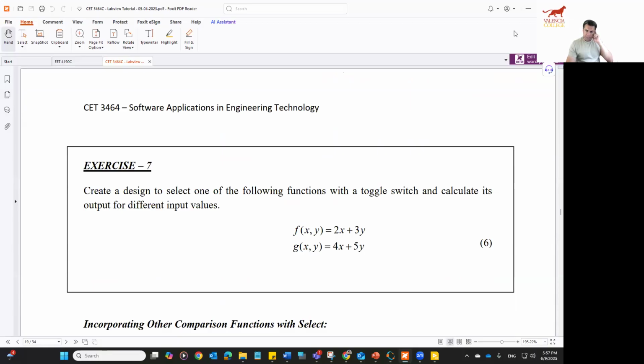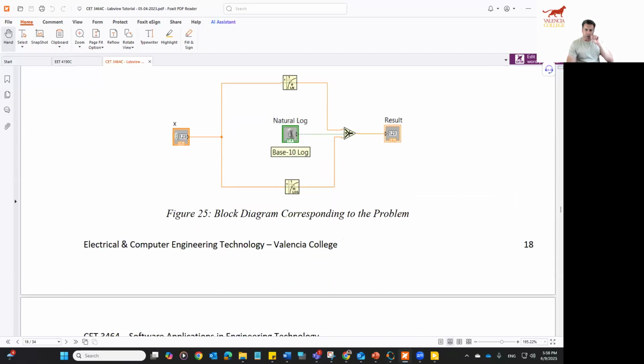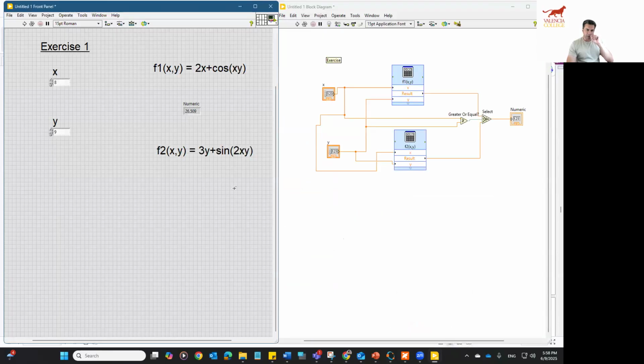All right, exercise 7 is one of the exercises that you have to do. In this exercise, you're doing exactly the same thing as I showed you in the programming that we did right now, that there are two functions, 2x plus 3y and 4x plus 5y. And you have to choose one of the functions based on the toggle switch. So you're doing exactly the same as it is shown here, or what we did right over here. The functions are different, but the implementation is exactly the same.